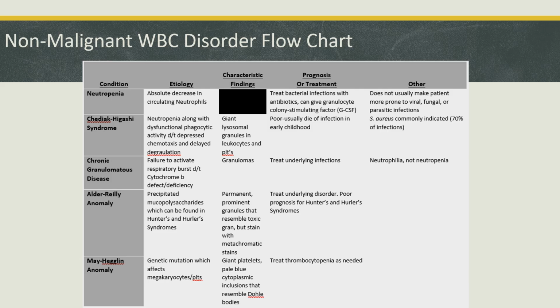And then the last one on our list for this slide is our May-Hegglin anomaly. This is going to be a genetic mutation which affects the megakaryocytes and platelets. We are going to see those giant pale blue cytoplasmic inclusions that again resemble Döhle bodies. And we're going to see giant platelets that dominate the platelets in the peripheral smear.